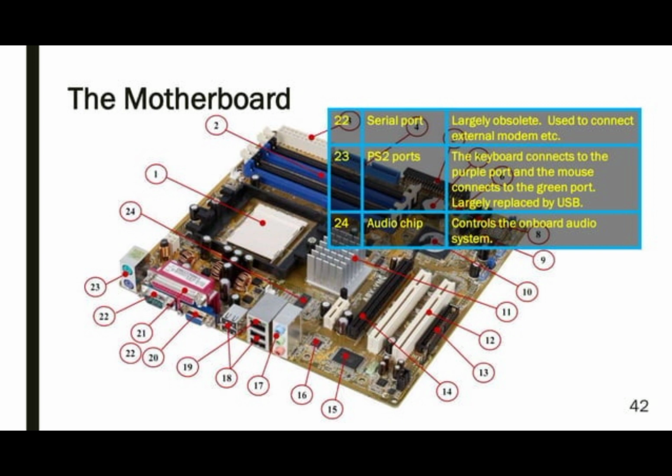23. PS2 ports. The keyboard connects to the purple port and the mouse connects to the green port, largely replaced by USB. 24. Audio chip. Controls the onboard audio system.